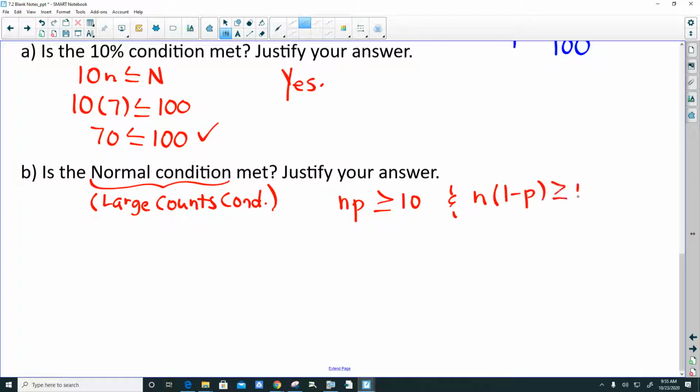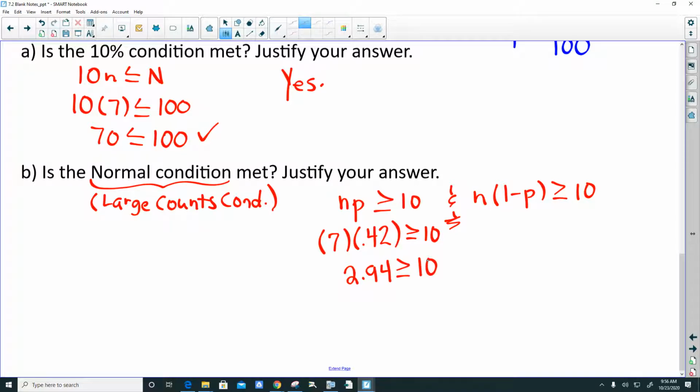All right, so here's what I need to show in order to be able to move forward with concluding that the sampling distribution for this particular scenario would in fact be normal. Okay? And again, you have to show both of these. So our sample size we said was 7. We said the P was 42%, and I need to make sure that when I multiply 7 by 0.42, that number would definitely be greater than or equal to 10.